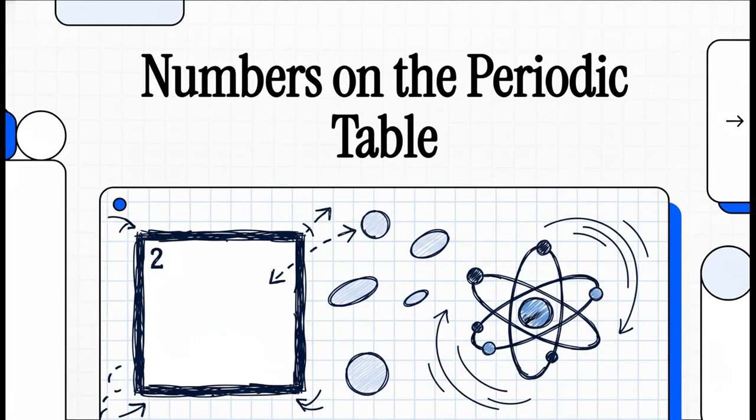You know when you look at the periodic table and you see all those little boxes with numbers in them? Ever wonder what they're actually trying to tell you? Well, there's a whole story packed in there. And today, we're going to decode the two most important numbers for any element, piece by piece.